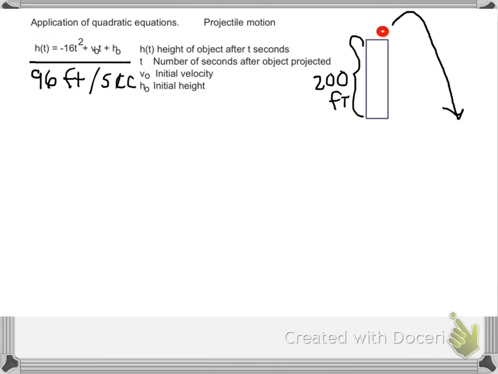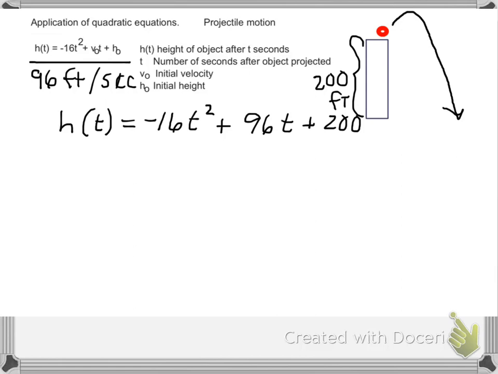So if we rewrite our function using these numbers, we get h of t, again the height at any time t, is equal to negative 16. Now you might wonder where that comes from. That's actually a constant based on gravitational force. Plus, and then we have to take our initial velocity, 96, times t, and then finally our initial height.